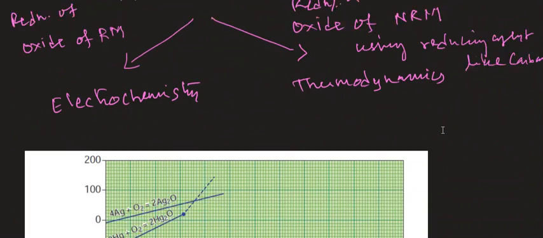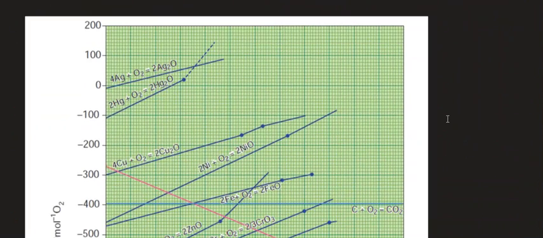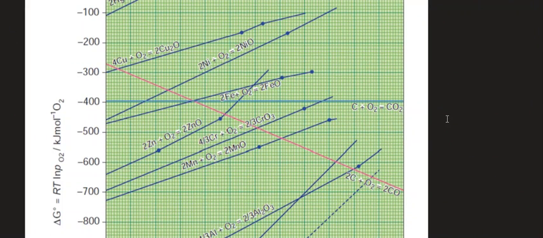At the same time, we are looking for a suitable reducing agent also, so that we can remove the oxygen at a relatively lower temperature. Now you may ask me one important question: sir, what does this red line indicate? This red straight line indicates carbon plus oxygen gives carbon monoxide. It acts as a very good reducing agent because it is more stable.